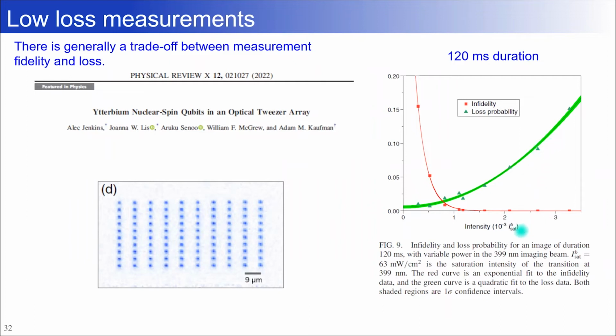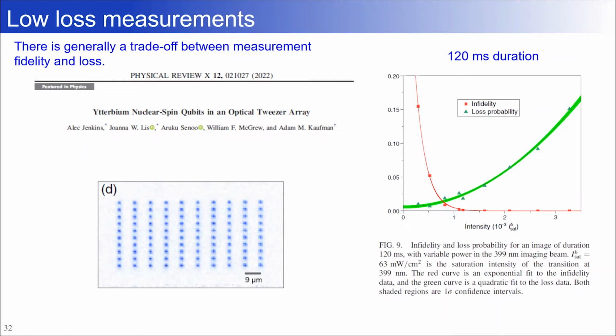So when the atom was not lost, they were very sure it was there, but there was a high probability that they lost it. If they went to low intensity, they never lost the atom, but they weren't sure if it was there or not. So you can't win here, but there's a sweet spot in the middle where you have relatively low loss and relatively low infidelity at the level of 1% or so.